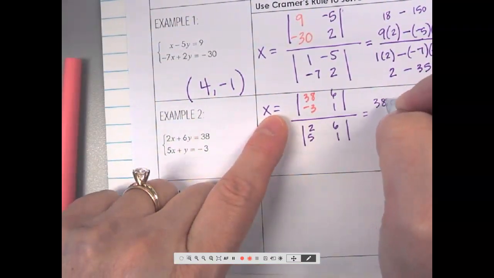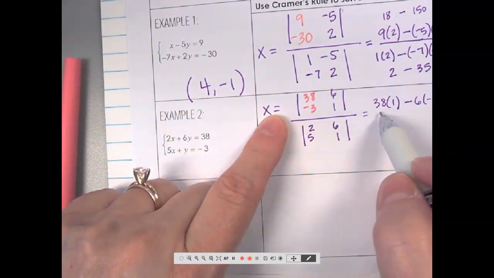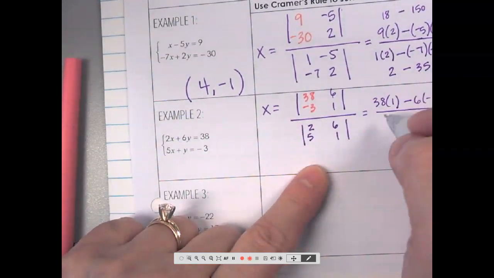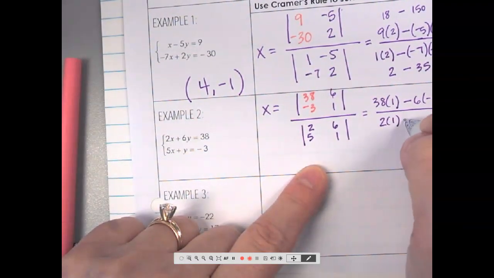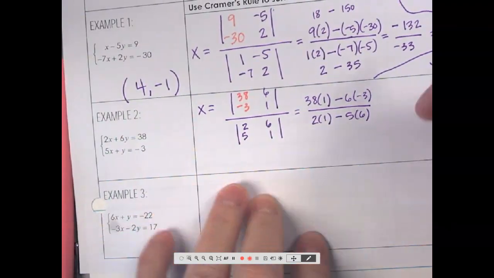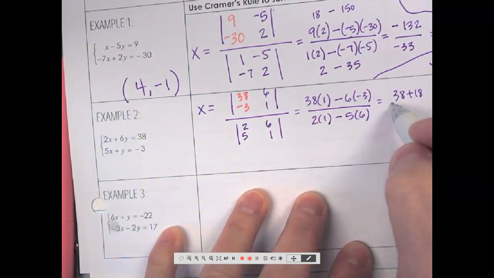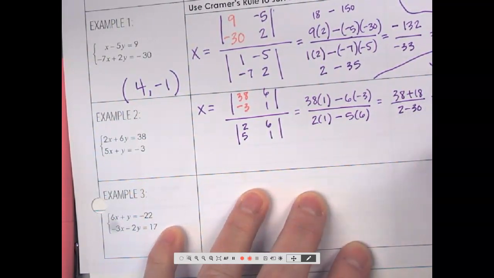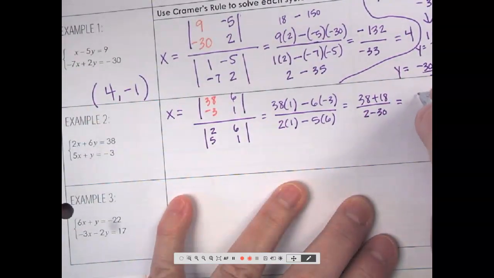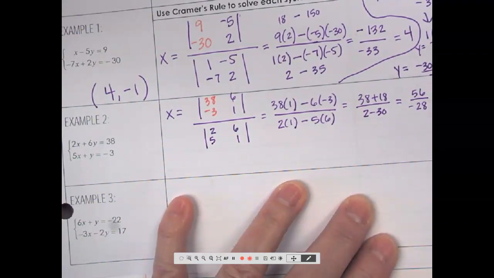So it's 38 times 1 minus 6 times negative 3 over 2 times 1 minus 5 times 6. That's 38 plus 18 over 2 minus 30. And that's 56 over negative 28, which is negative 2.